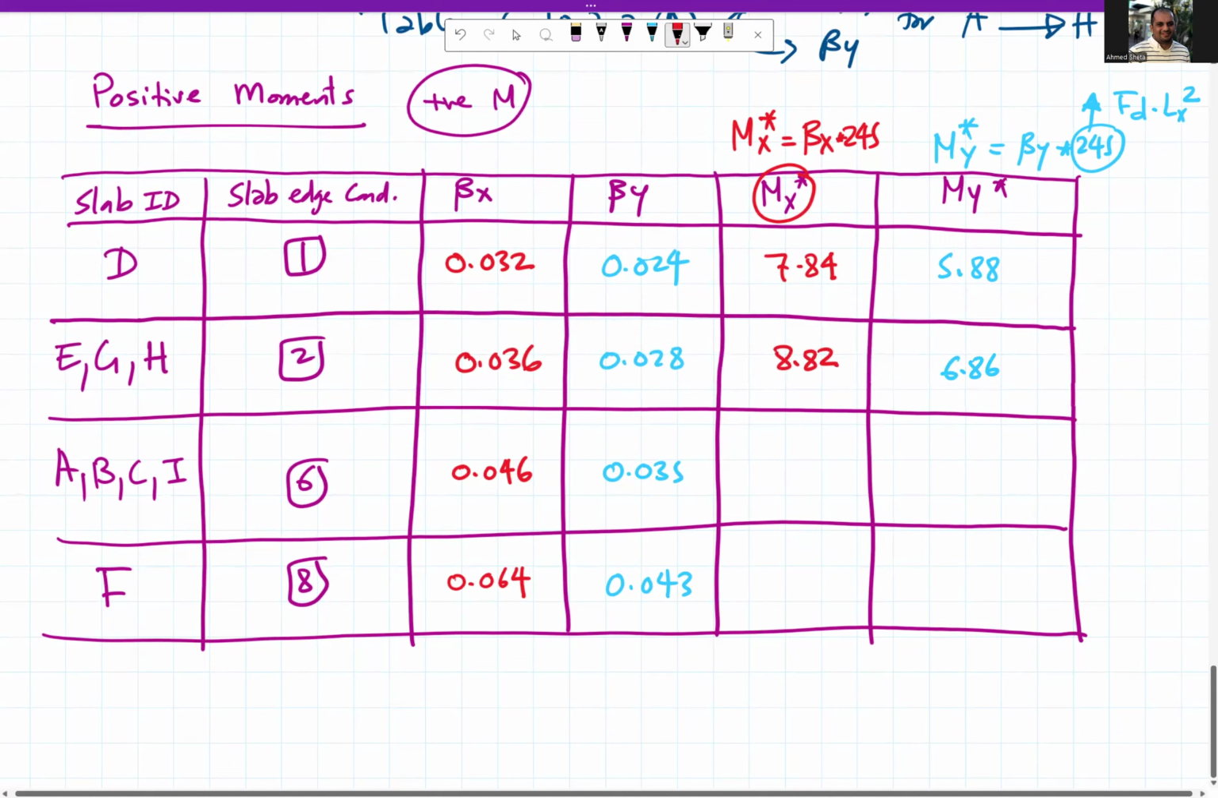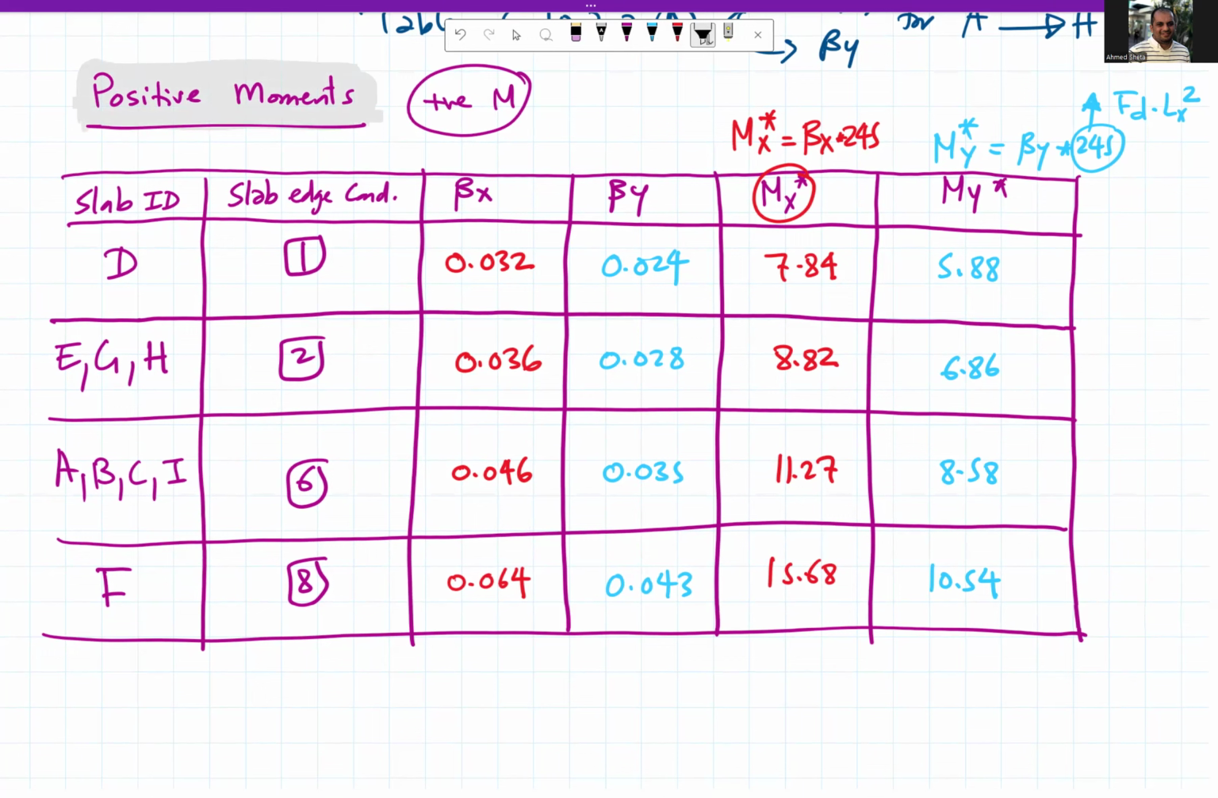For number 6, we have 11.27, and for my, it is 8.58. For number 8, we have 15.68, and for my it is 10.54. Those are the positive bending moments for the slabs we have.